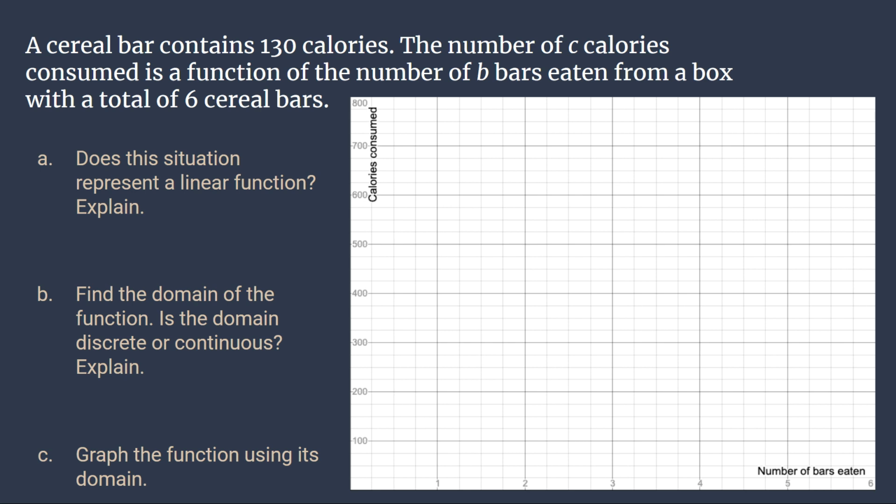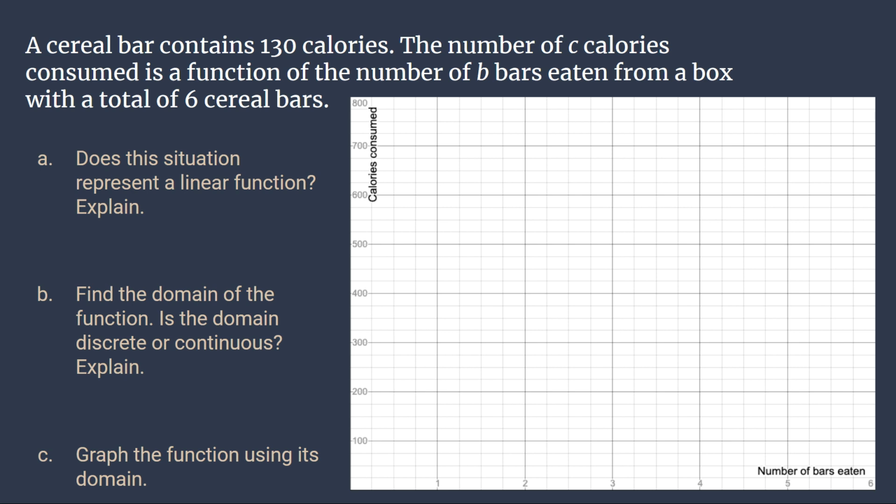Okay, and it's a non-vertical line with a constant rate of change. So you have to think about, are the number of bars that we're going to eat, can it change constantly? And is the number of calories consumed by eating those going to change constantly? So like if you look on a package of granola bars, you have all of the information for how many calories per bar. The number of calories should be the same for each bar. So if we eat one bar, we get 130 calories. Eat another bar, that's another 130 calories. So it is constant. So yes, it is going to be a linear function.